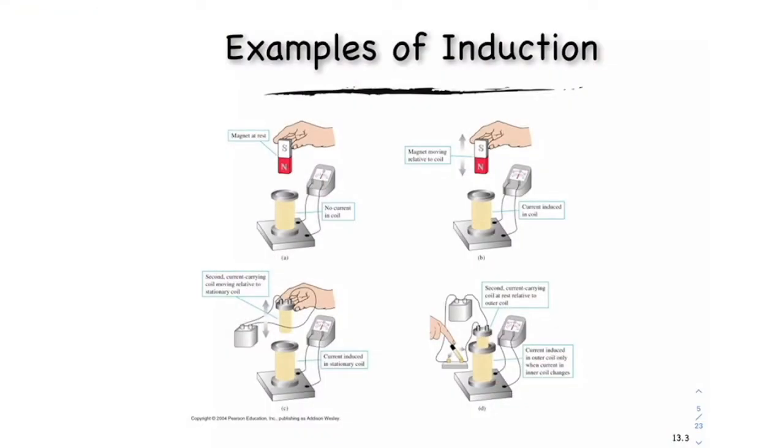Okay, so that's called induction. We're inducing a current in this wire that produces a voltage that we can measure, and we're using a magnetic field to do that.